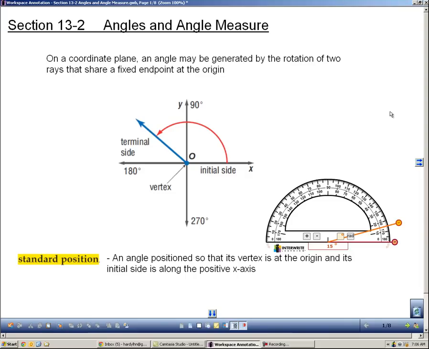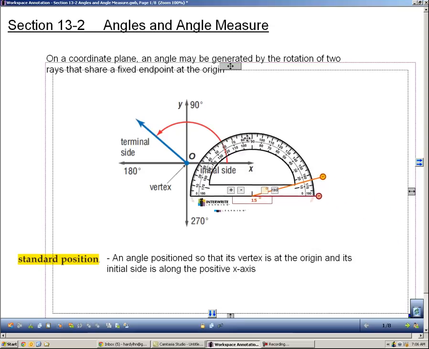Section 13.2 is about angles and angle measures. If you start with a coordinate plane, you can generate angles by rotating two rays around a fixed point, the origin. So if you look here in this coordinate plane, you can see that if I take a ray on the initial side where it starts and I rotate it, I get an angle.